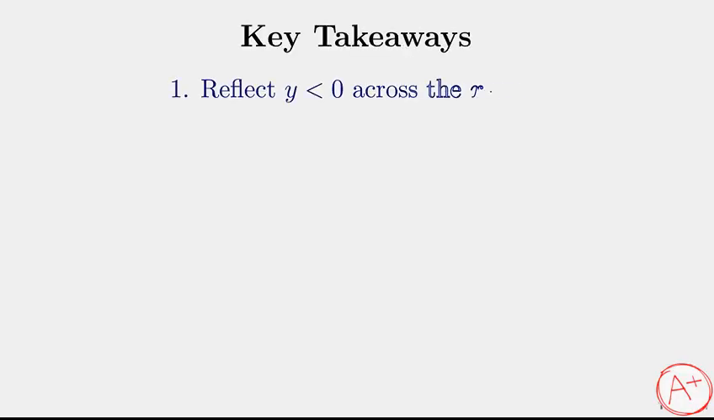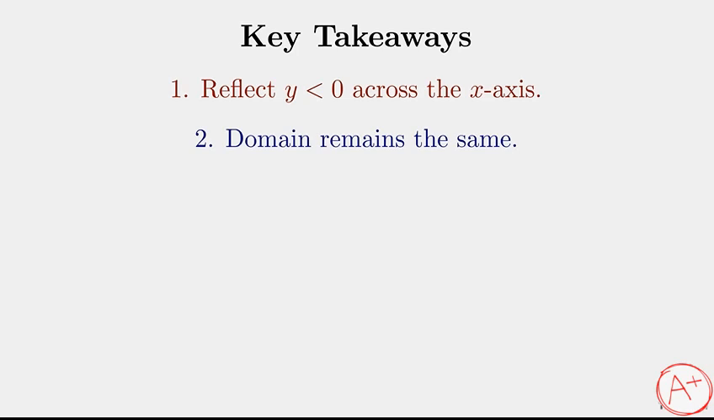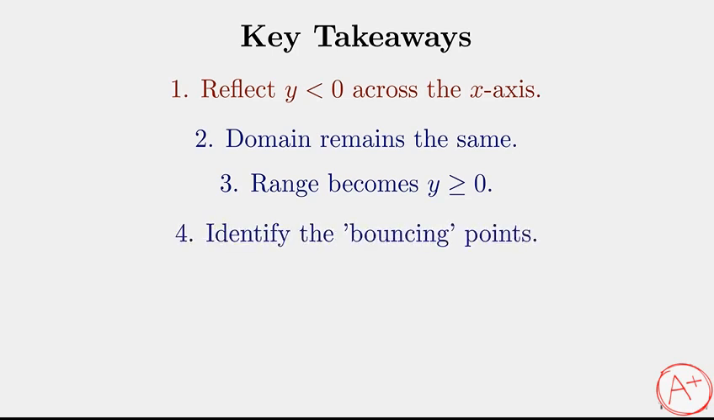To summarize today's lesson, the core rule for y equals the modulus of f of x is to reflect all parts of the graph below the x-axis upwards. The transformation does not change the possible values of x, so the domain is identical to the original function. The output of a modulus function can never be negative, so the range will always be a subset of 0 to infinity. The x-intercepts of the original function become the points where the modulus graph bounces off the x-axis.